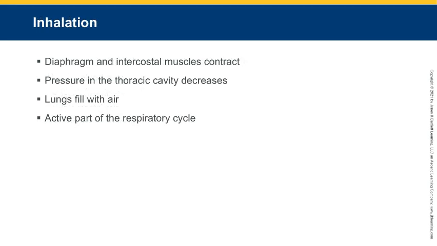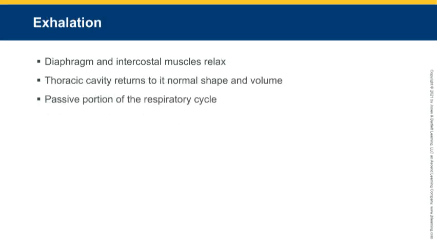During inhalation, the diaphragm and intercostal muscles contract, decreasing pressure in the thoracic cavity and filling the lungs with air. During exhalation, the diaphragm and intercostal muscles relax, returning the thoracic cavity to its normal shape and volume.